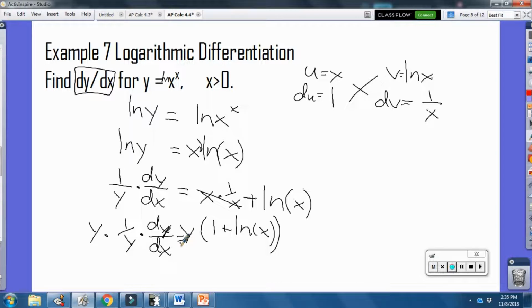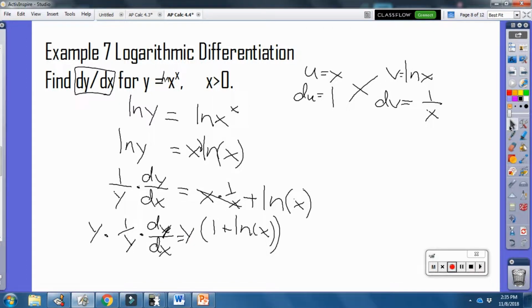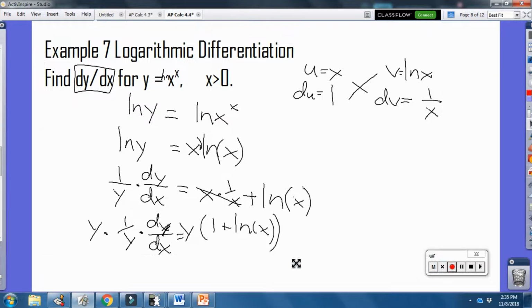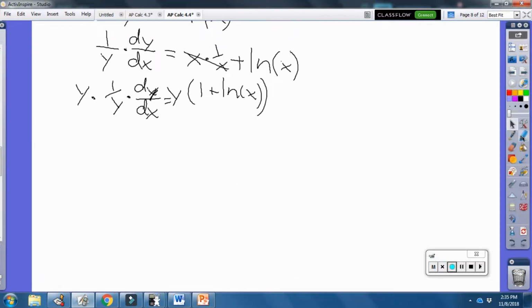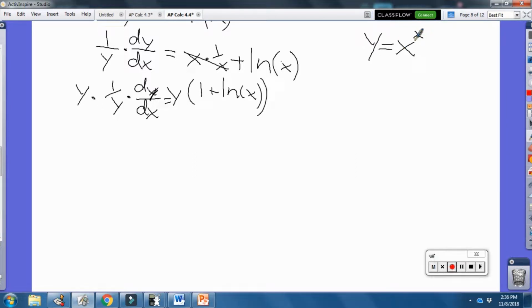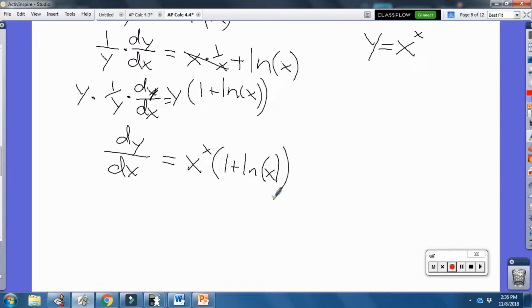And I can rewrite that, since y is equal to x to the x. If I want to write this in just terms of x, let me slide this up. The original problem said y equals x to the x power. So I can rewrite this as dy/dx equals x to the x power times the quantity 1 plus natural log of x. And that's all I have to do there. You could distribute, but it's not going to help us simplify things any further, so we can just leave this problem like it is.